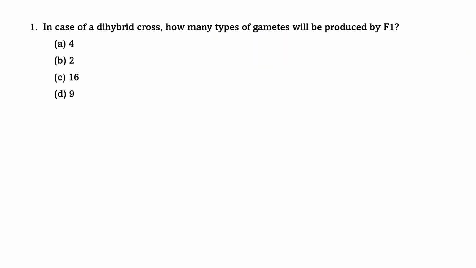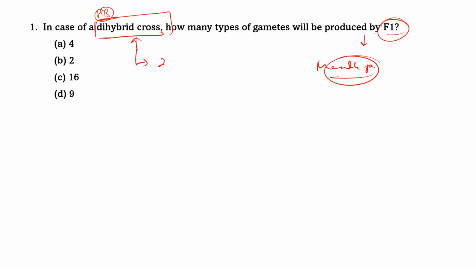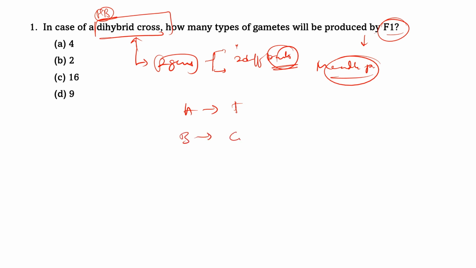In this case, we'll be starting with plant breeding now. In the case of a dihybrid cross, how many types of gametes will be produced by F1? This is again the same as the Mendel problems that we solved in genetics. The difference is they mention a dihybrid cross. So what is a dihybrid cross? It has two genes which are governing two different traits. For example, A is governing some trait and another gene B is governing some other trait, might be color and might be plant height or anything else.